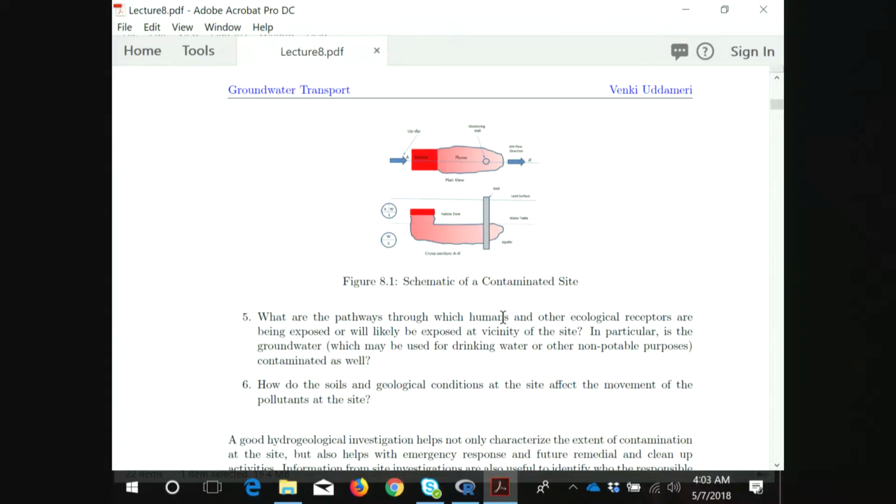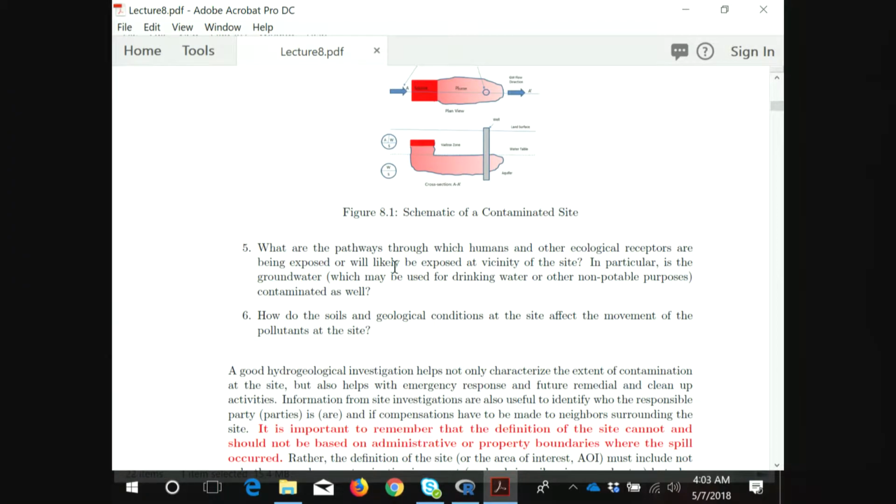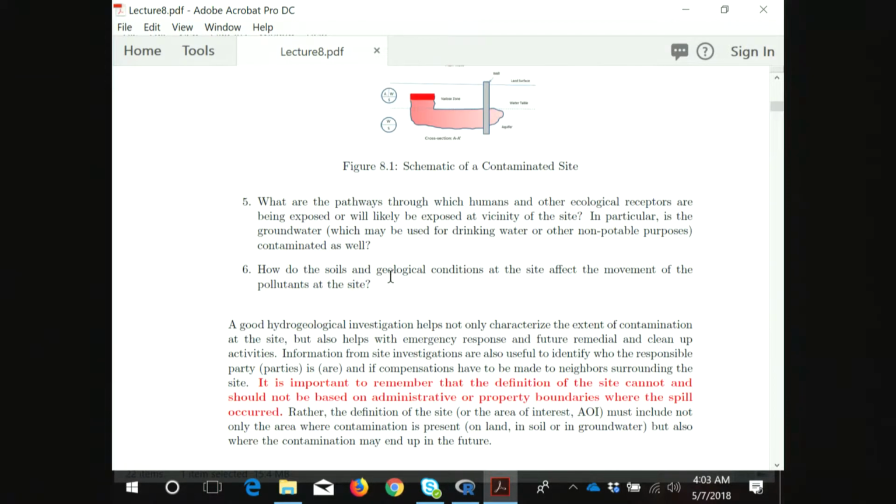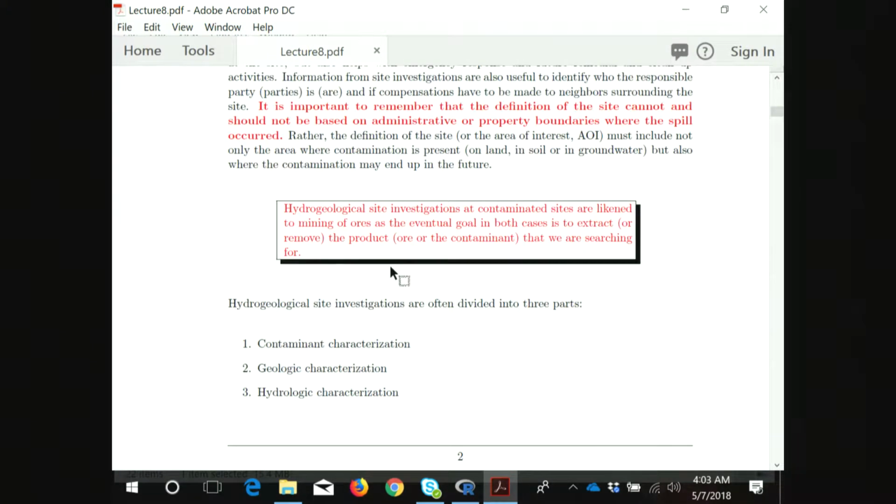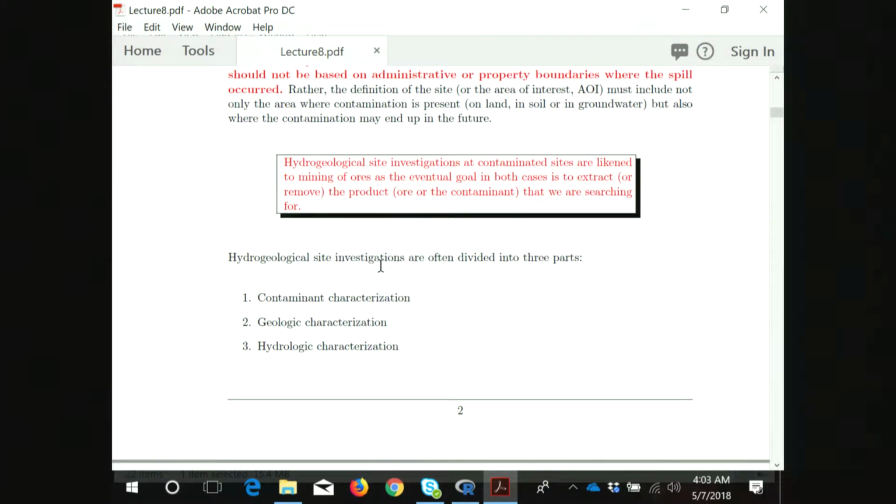Part of this site assessment is to look at all of these things: who are the receptors, and so on. The second part is to collect geological information. So how do we collect geological information? Before we do that, the hydrogeological site investigations, we break into three parts. One is contaminant characterization, second is geologic characterization, and the third is hydrologic characterization.